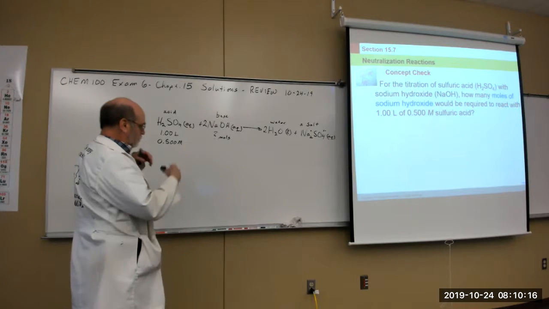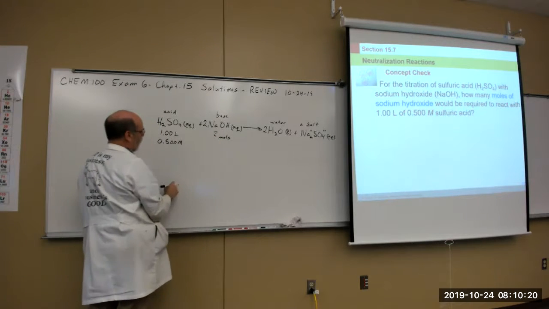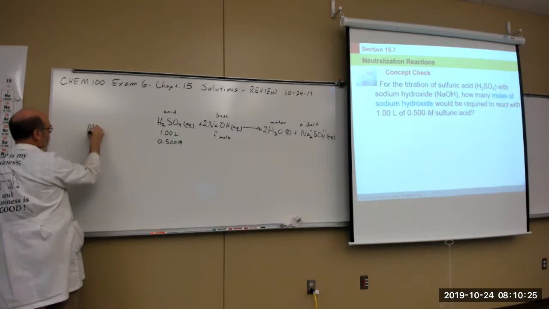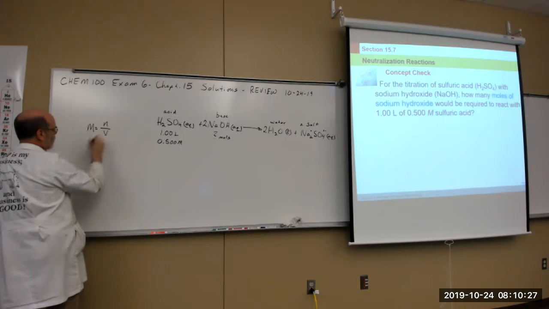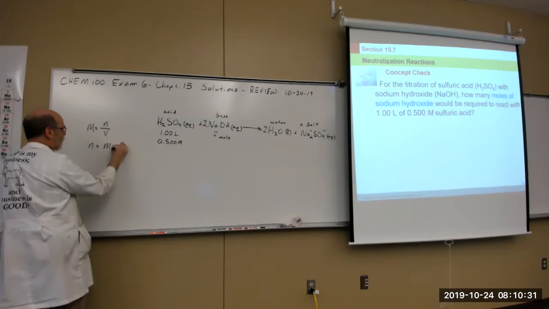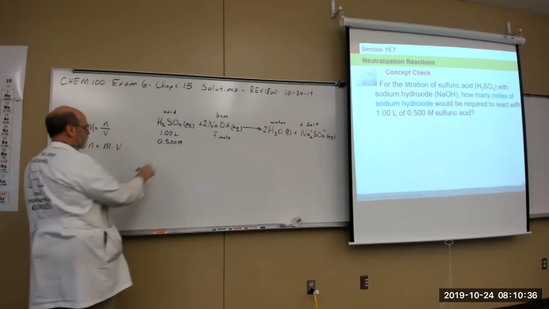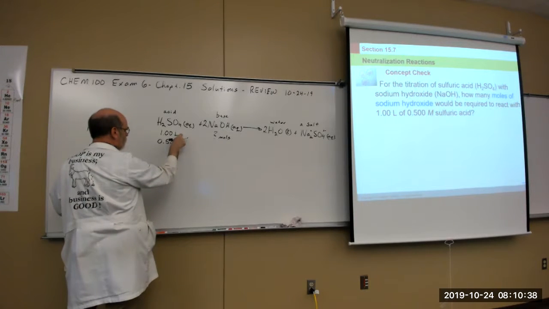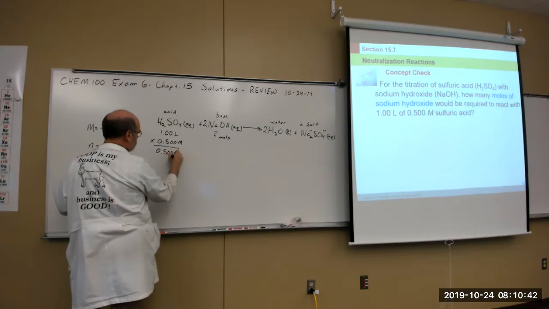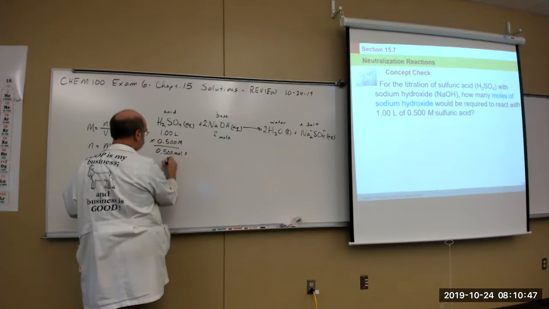Now we can determine how many moles are required. So what was our expression for molarity? Number of moles divided by the volume. So if we want to know moles, we multiply molarity times volume. So molarity times volume is 0.5 moles of sulfuric acid.